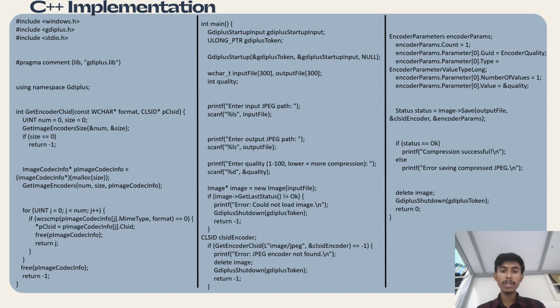And this is our C++ implementation code. This program loads the image, takes the quality value from the user and saves the compressed JPEG using the GDI plus encoder. It shows a practical implementation of how JPEG compression is performed in C++.